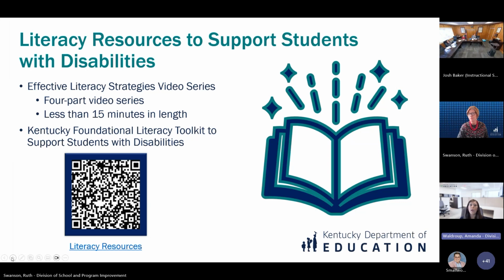There's also a foundational literacy toolkit that includes effective literacy practices and resources. These are all available at that QR code. You'll see on that webpage, literacy resources, and they're right there. They're the first couple of links on that webpage.